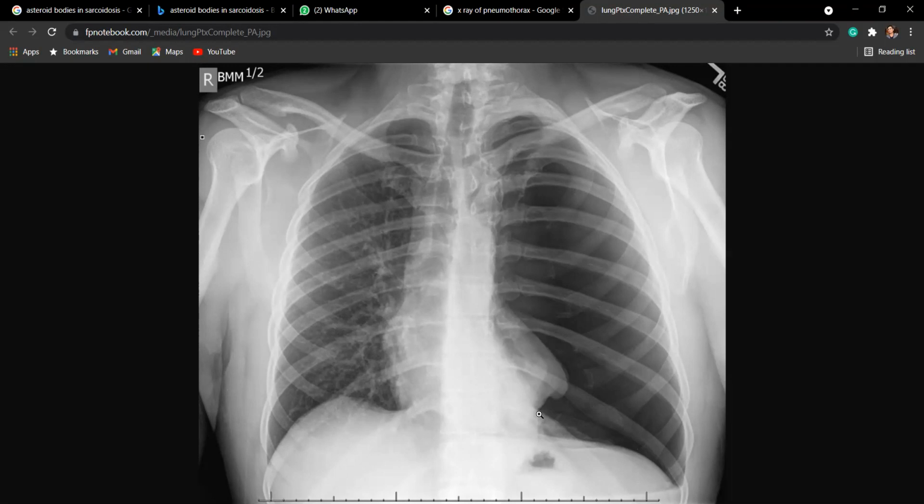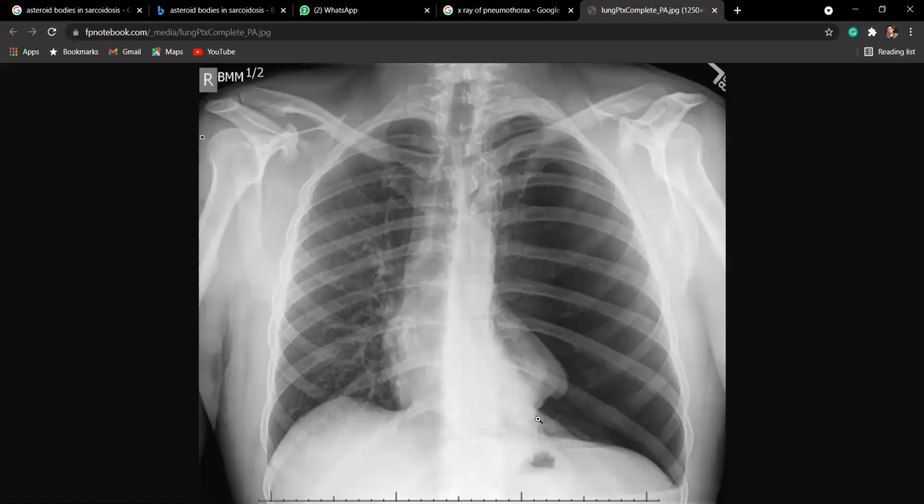Can you appreciate this demarcating line? Now, this is the collapsed lung. After this line, it could be a horizontal line, it could be a vertical line, depending upon which side has collapsed. After this demarcating line, you cannot appreciate anything inside this lung, right? Because the lung is not there, so no finding at all.